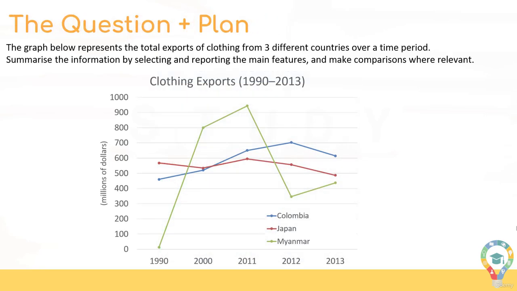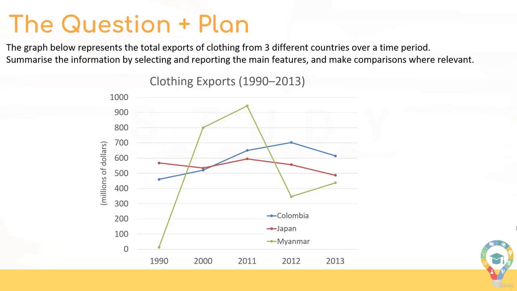The graph below represents the total exports of clothing from 3 different countries over a time period. Summarize the information by selecting and reporting the main features and make comparisons where relevant. Okay, so let's take a look at the visual information that we have and once again begin with the title. So our title says clothing exports between 1990 to 2003.